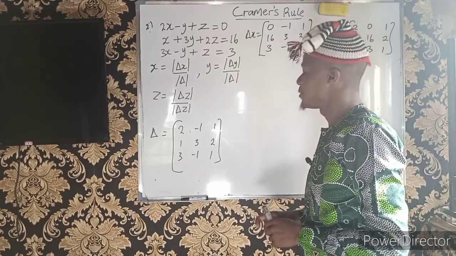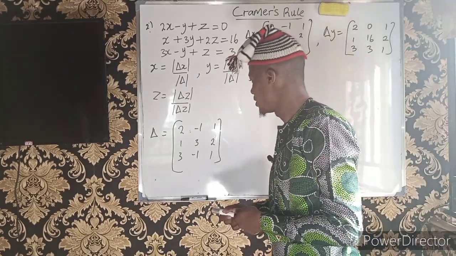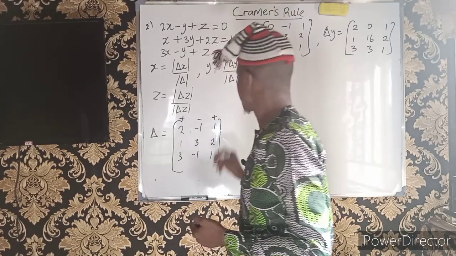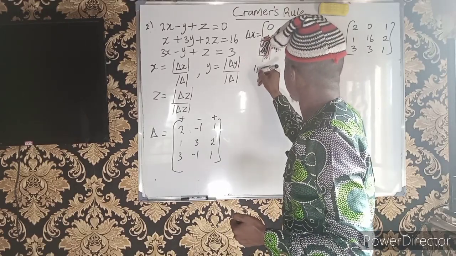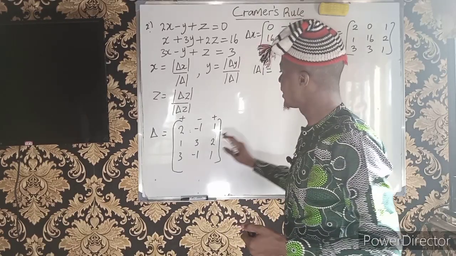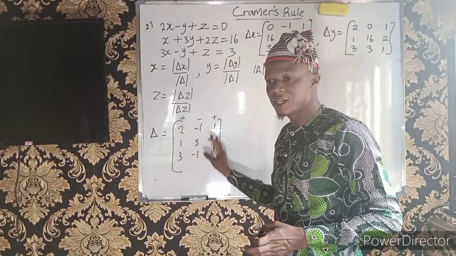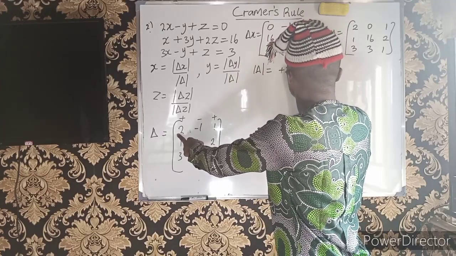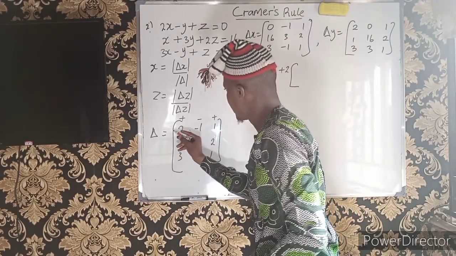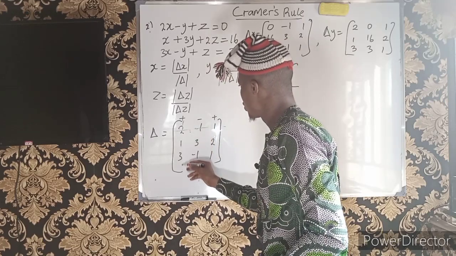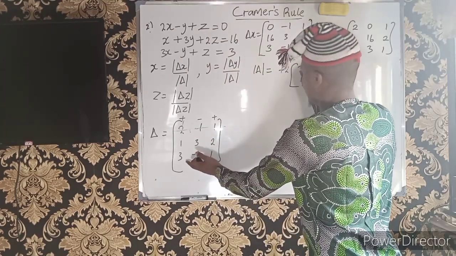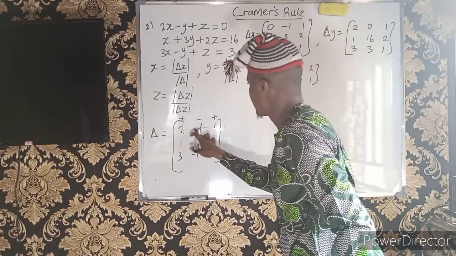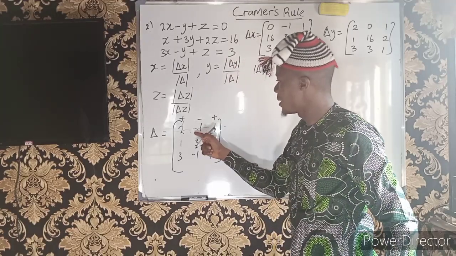Getting the determinant of any 3 by 3 matrix is not a day job. To get the determinant, the signs are always plus, minus, plus. I will break this down into 2 by 2 matrices. If I pick 2, which is plus 2 into, I delete all the elements in the same row and column with it. I will be left with 3, 2, minus 1 and 1. Remember, there is a minus sign here, then minus minus will turn to plus.